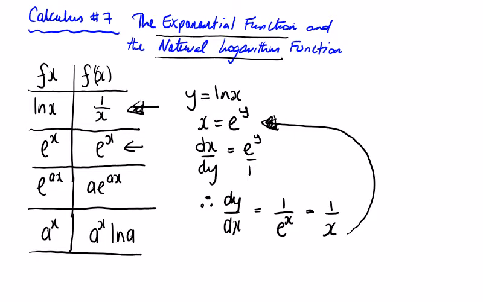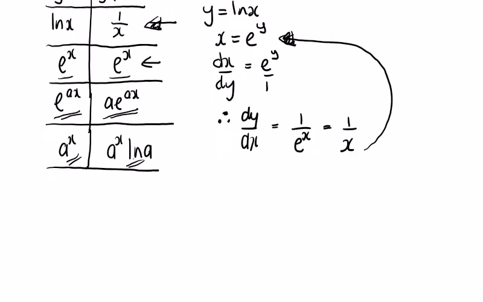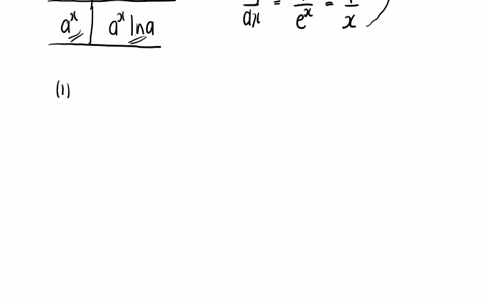e to the power of x goes to e to the power of x. e to the power of ax goes to a e to the power of ax. And a to the power of x goes to a to the power of x by the natural log of a. So let's have a look at some simple enough questions in relation to these.